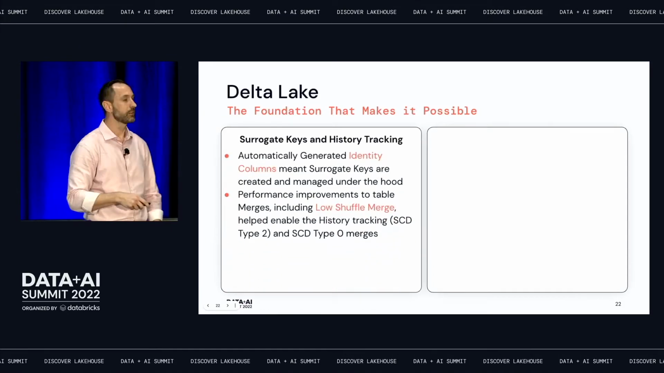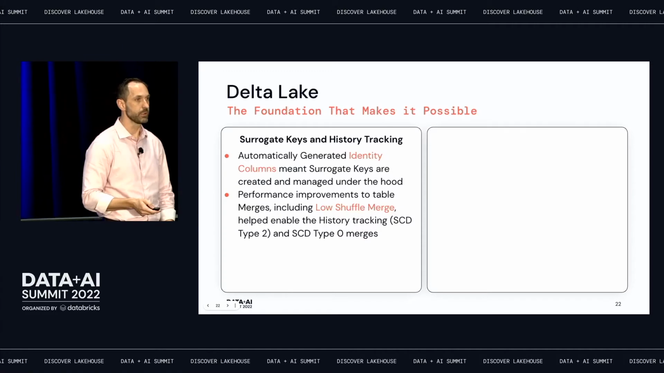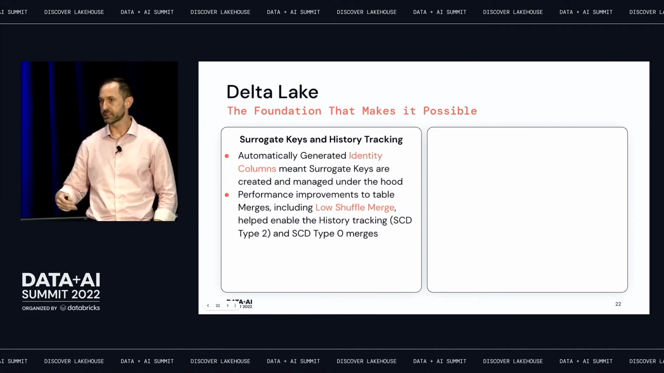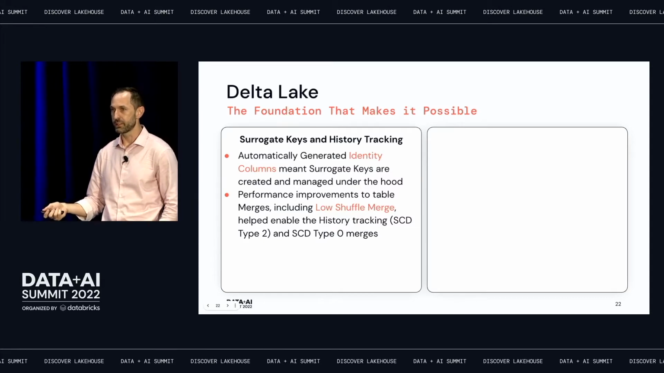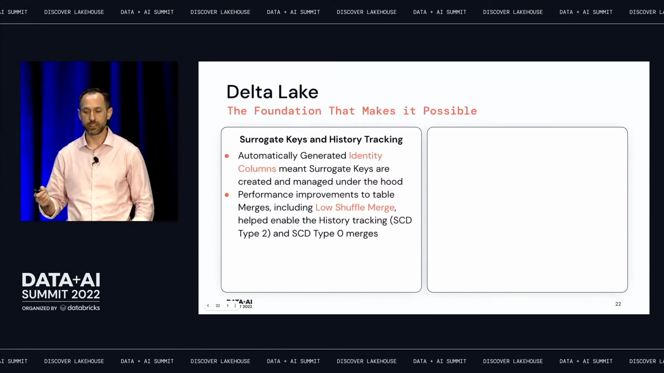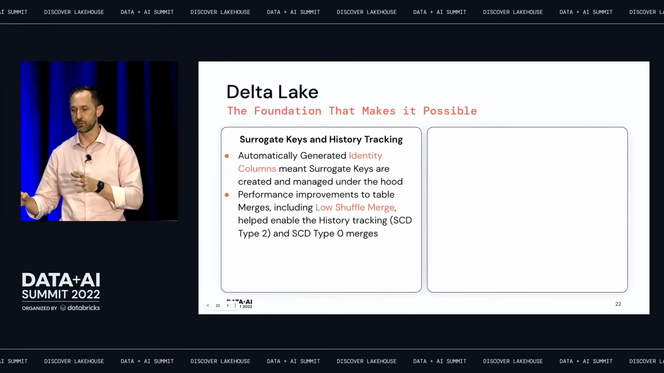So how did we make all this possible? Why are we actually now able to outperform, in my opinion, some of the data warehouses that this was originally built for? Delta Lake does become the foundation that helps make this possible. The fact that you can automatically generate identity columns now for surrogate keys means that you can create it and it's all managed under the hood for you.